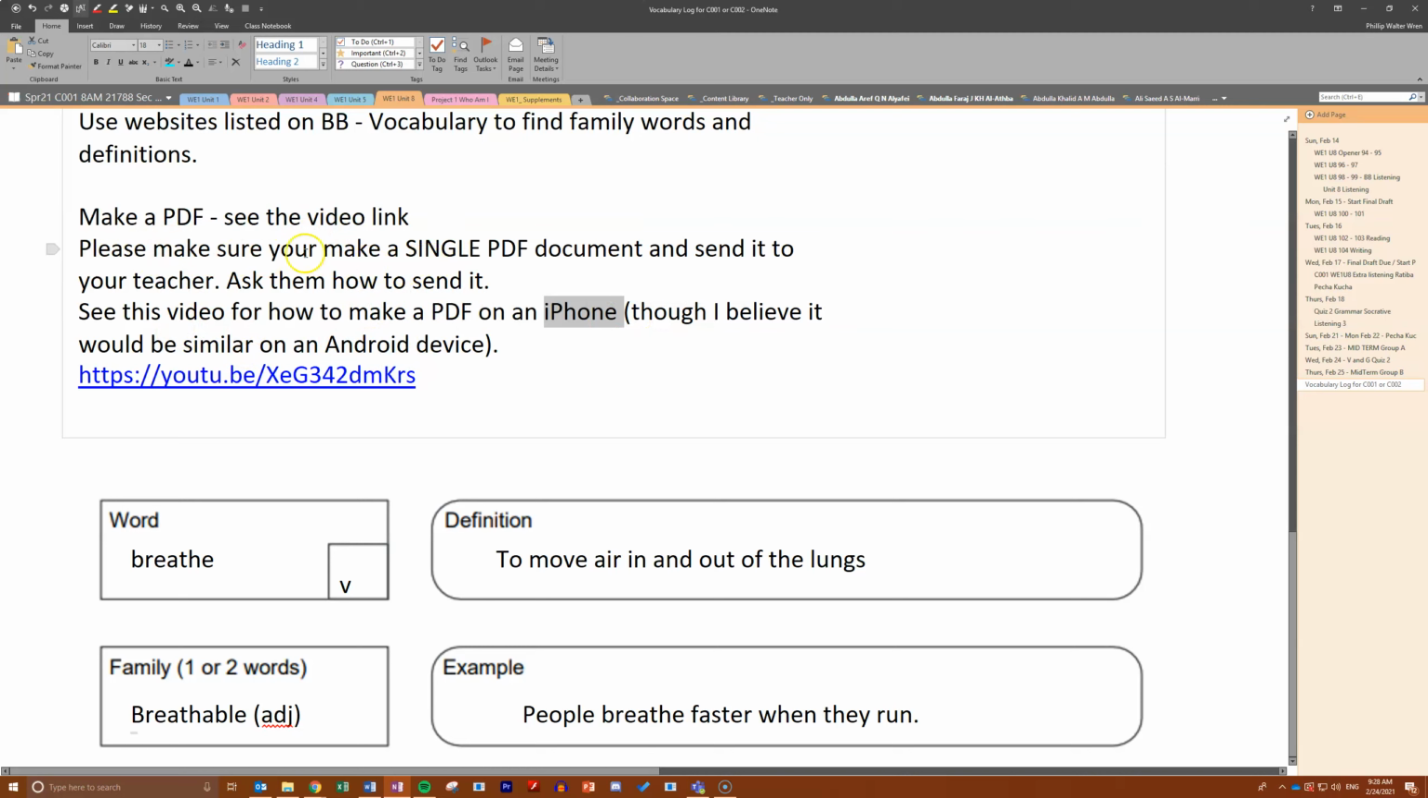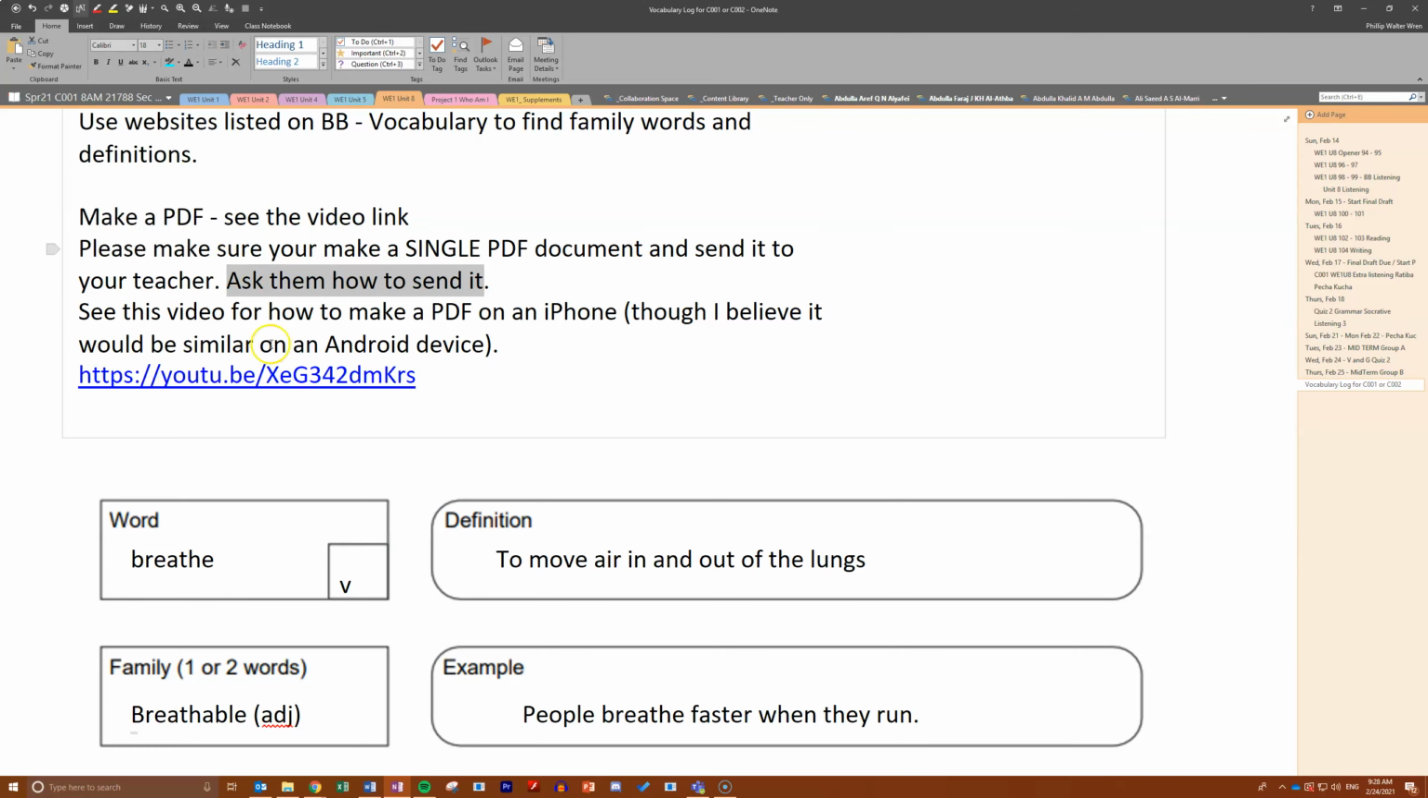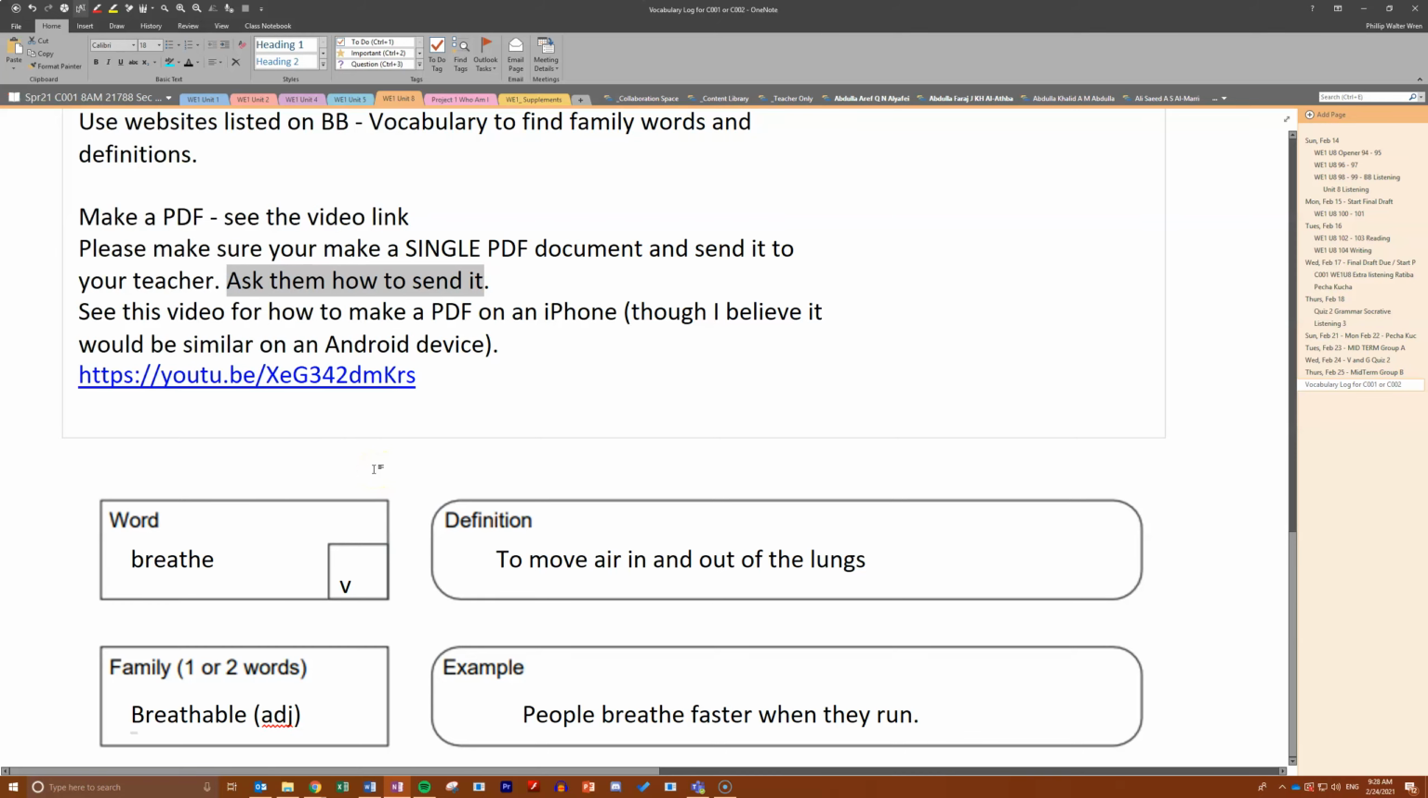Please try to make sure it's a single PDF and send it to your teacher. Ask your teacher how they want to receive it. Some teachers may want it via email. Maybe some of them want you to put it on Blackboard. It is up to the teacher how they decide to receive the vocab log.